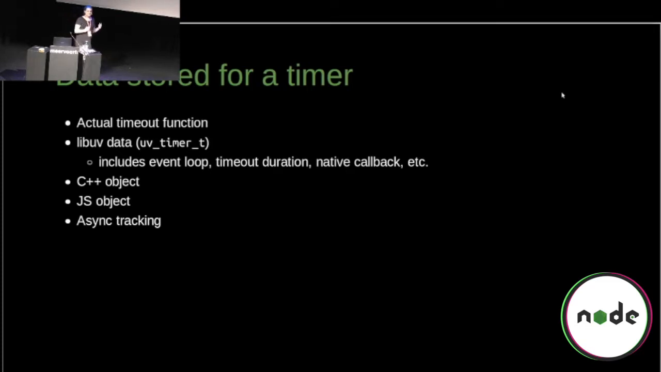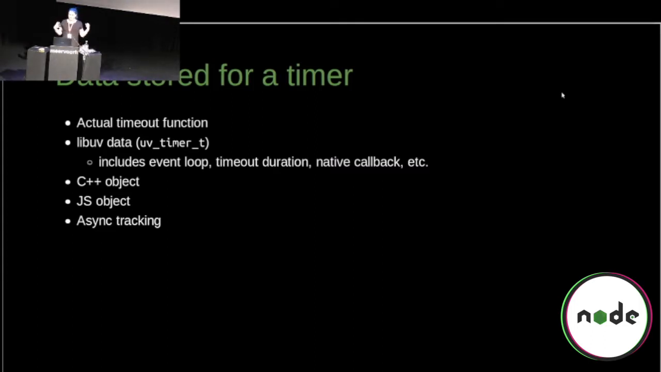When we implement setTimeout, we actually need to store some data asynchronously. So we have to have some object where we actually keep track of the timer function, libuv data, which we don't have to care about much, but we still have to store it somewhere. Because it's libuv data, we need to have a C++ object attached to it. Because we want to interact with the timer from JS, we have a JS object attached to that C++ object, ideally.